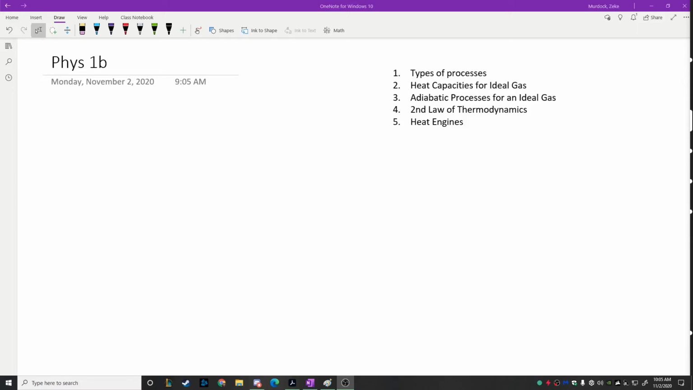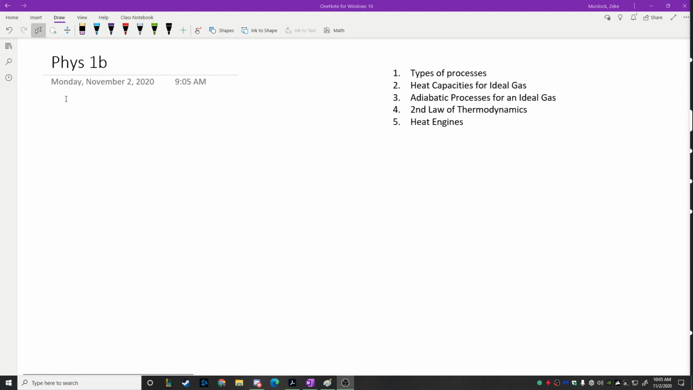All right, this is Physics 1B for November 12th, and we're going to talk about the topics that are listed here. We're going to talk about processes for ideal gases and how to calculate certain quantities, and then we're going to move into talking about the second law of thermodynamics.